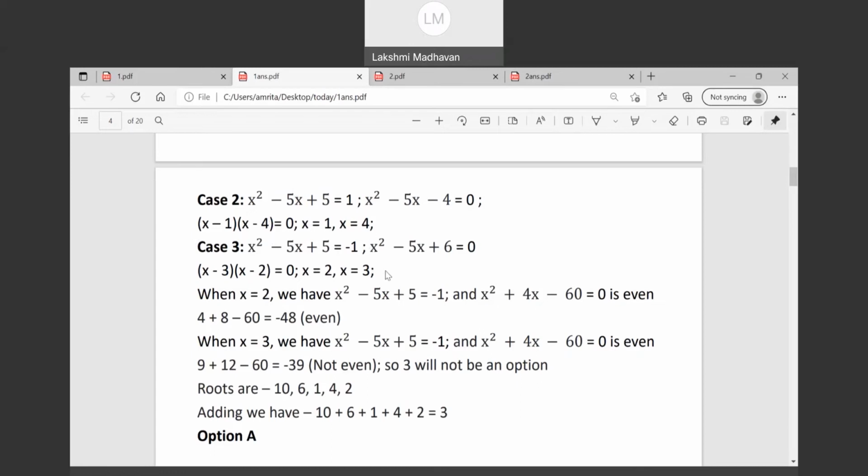Now the next is case 3, where we have to get the number n as even. So this becomes x square minus 5x plus 5 equal to, here it's minus 1. So we have the equation as x square minus 5x plus 6 equal to 0. So we are having two roots itself here, it's 2 and 3.